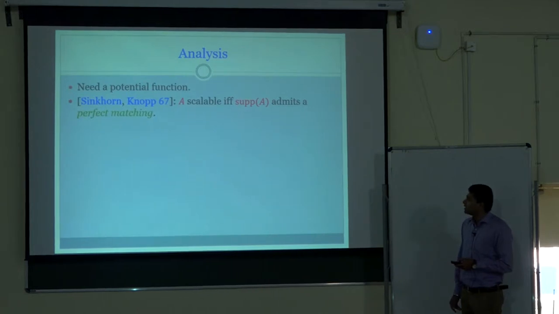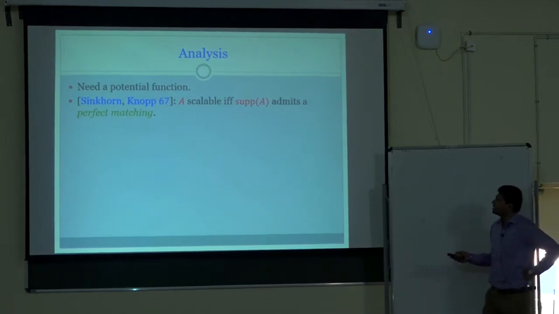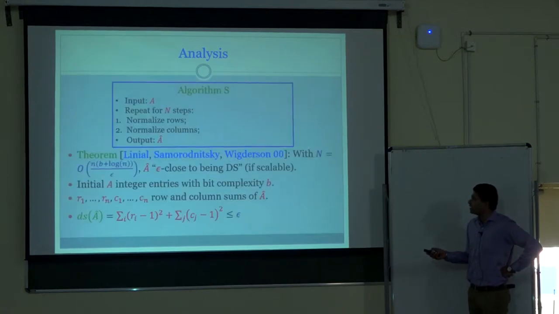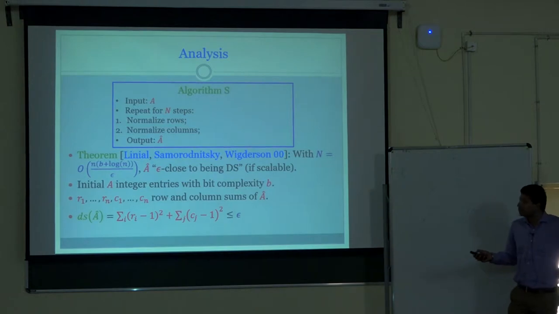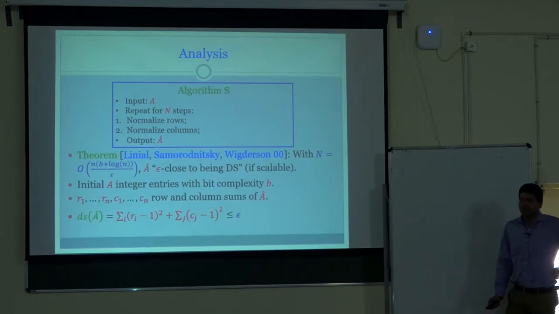Okay, so I'm going to have a couple of slides on the analysis of this algorithm. But before that, here is the statement of the theorem. They prove that this iterative algorithm, whenever there's a perfect matching in the support of A, converges to a doubly stochastic matrix in n log n iterations.